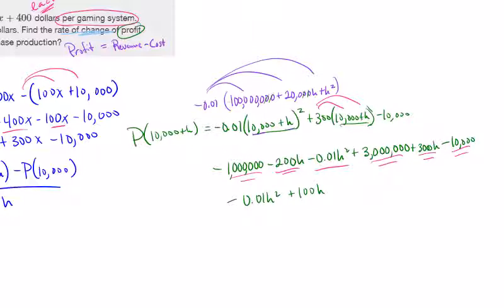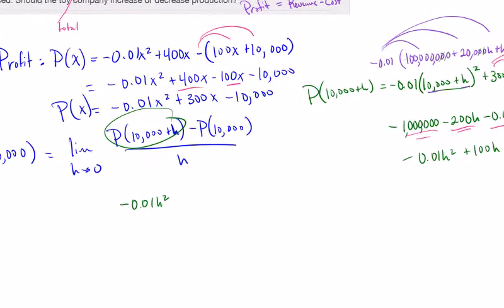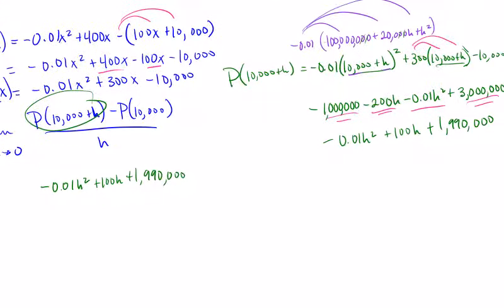So 2 million minus 10,000 is 1 million, oops, 1,990,000. All right, so that's what I'm going to put in here, right? So I'm going to put in negative 0.01H squared. What else do we have here? Plus 100H plus 1,990,000.